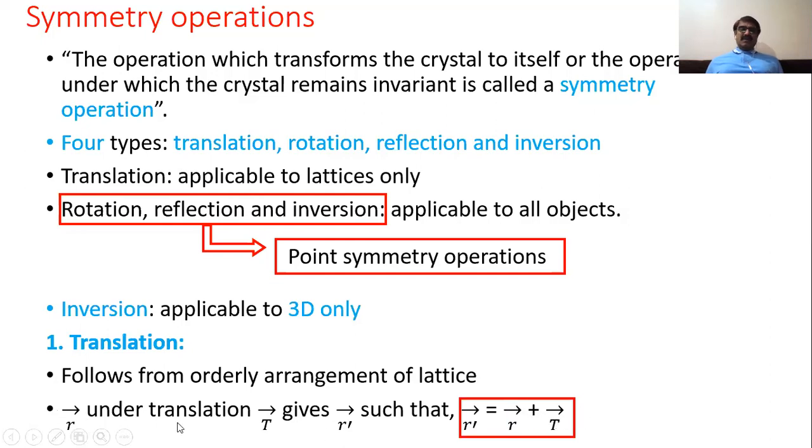Okay, so both r and r prime have identical surroundings. So translation symmetry is possible in case of lattices because they have an orderly arrangement, and it is just a repetition of a pattern after a certain distance. So it can be mathematically represented as new position equal to original position plus translation operation.